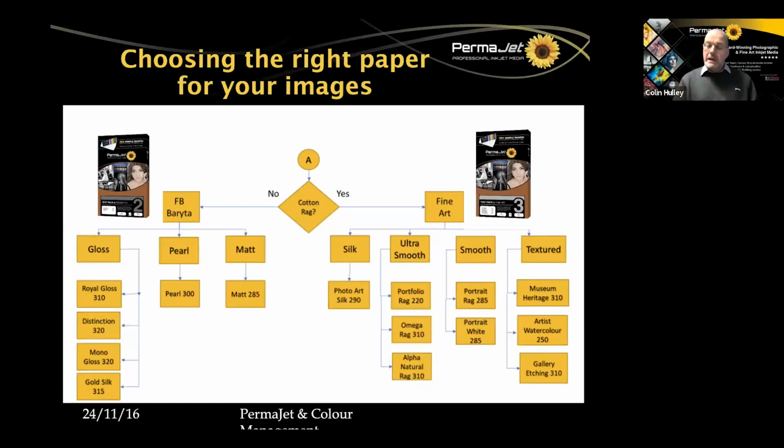We've then got Omega and Alpha Natural, both what we call rag papers, as well as the Portfolio, cotton rag based, both 310 GSM. Now, the difference between the two is optical brighteners. An optical brightener is a chemical that we have placed into the coating or the base to lift the brightness of the paper up.